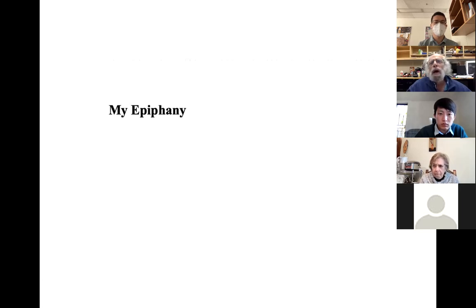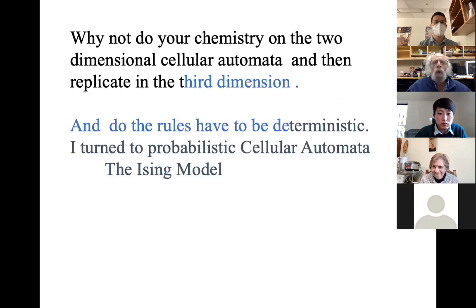So here's my epiphany. Why do your chemistry in two dimensions? Why not do your chemistry on a two-dimensional cellular automaton and then just replicate it in time, but replicate it also in space, in the third dimension? And therefore you've solved the problem of a replicator.